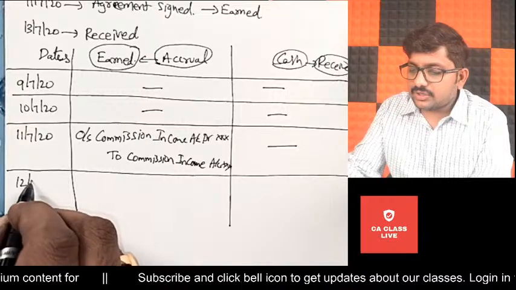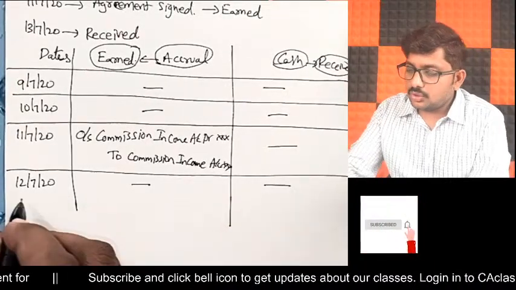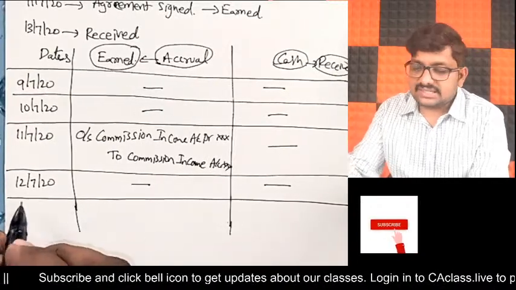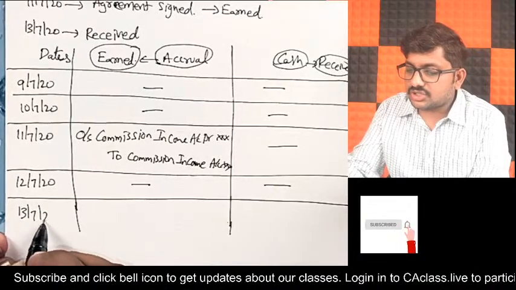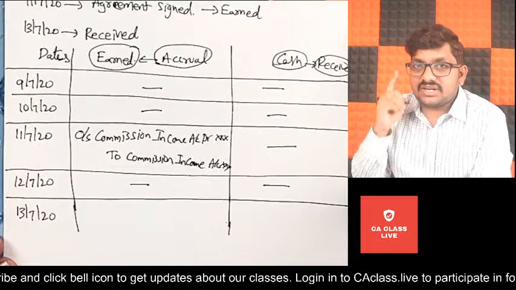On 12th of July 2020, are you receiving, sir? No. Are you earning? No. Are you receiving? No. No journal entries on those days. And then what about my next day, sir? Next day is 13th of July 2020. When it comes to 13th of July 2020, my dear friends, observe very carefully.